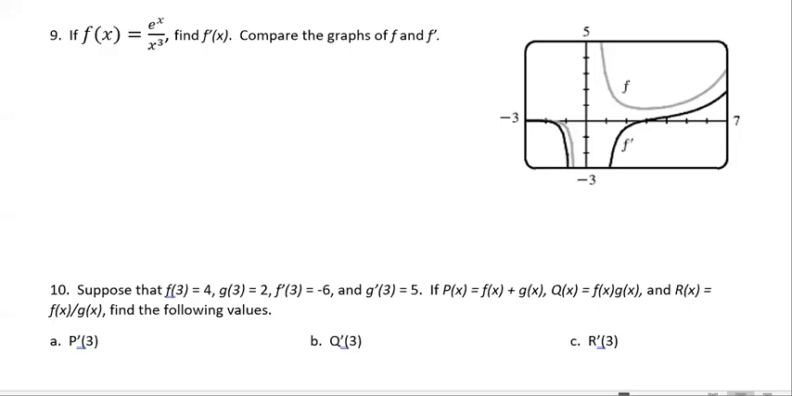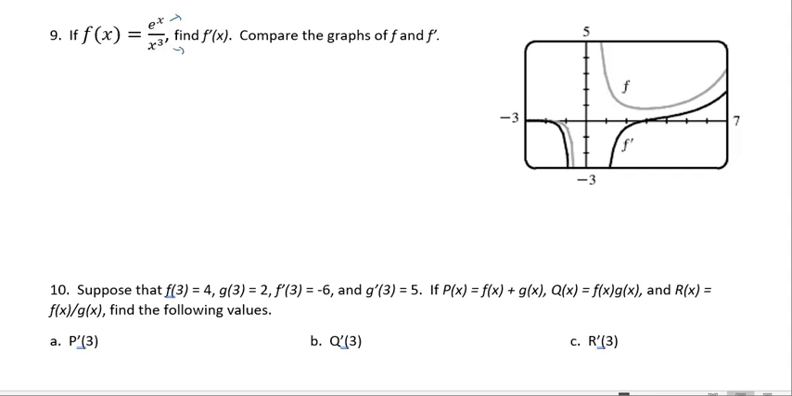Find f prime of x and compare the graphs is our goal for this one. So we're given that f of x equals e to the x over x to the third. So this is a quotient. So if we want to find the derivative, we're going to need to use our quotient rule. So before we start our quotient rule, let's find the derivative of our numerator and the derivative of our denominator.